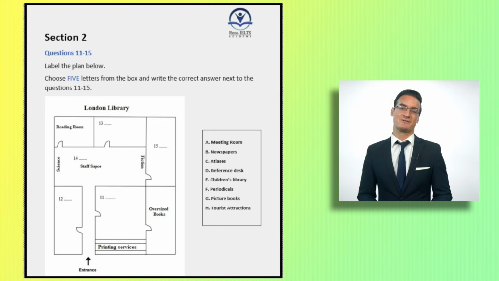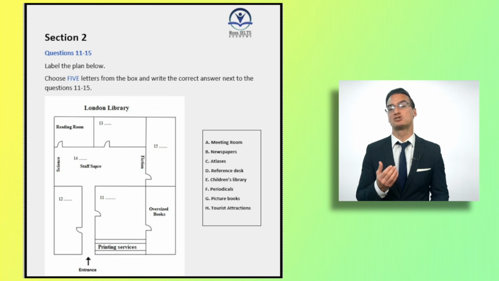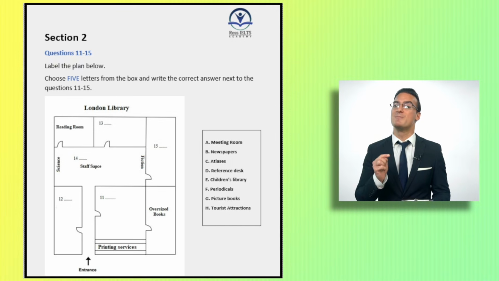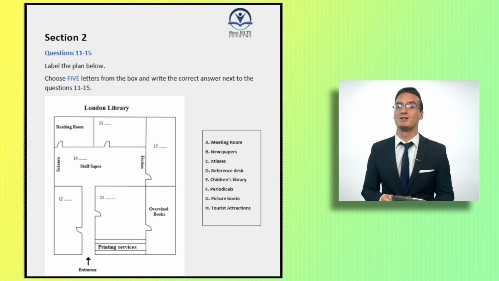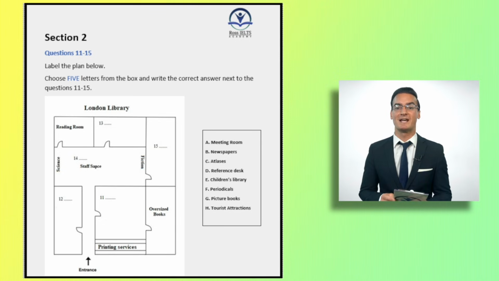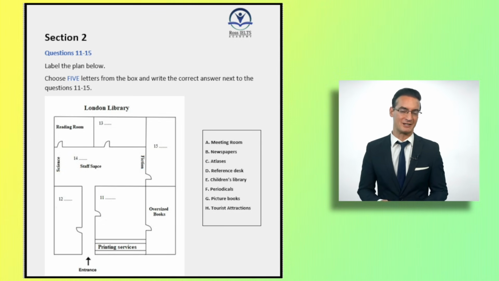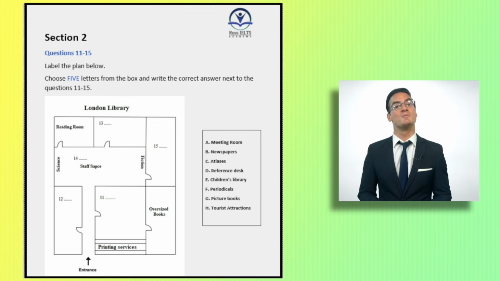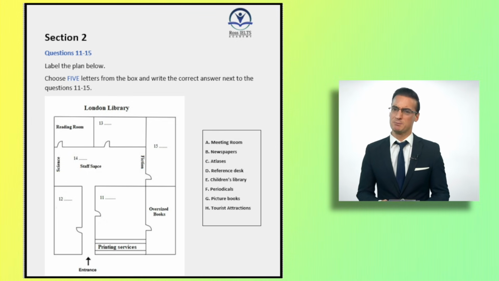As you may know, the very first thing you should do in map questions is to look at the given instructions, which are at the top. The instructions say, for example, label the map below. Choose 5 letters from the box and write the correct answer next to the questions 11 to 15. So basically, you need to say where the meeting room is. It could be number 13 or 12, maybe.